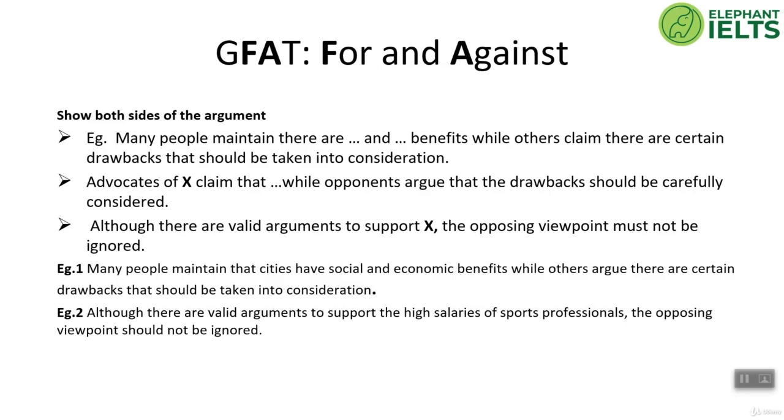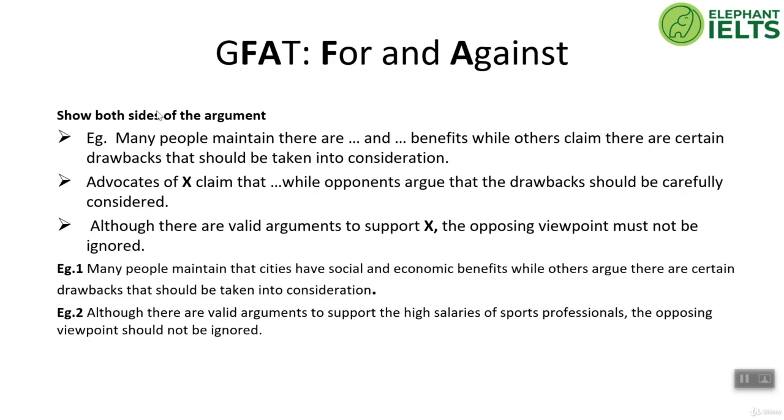In the second sentence of the introduction, we briefly introduce both sides of the argument. In other words, the for and against, or the two different viewpoints. And you can do this in one sentence, so you can use a complex sentence. Look at these suggestions. And this is where you can use the ideas from the discussion clock.